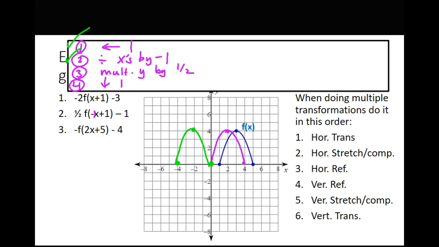Now we're going to multiply all of our y values by 1/2. What's this y value? The green is for the second step. What's this y value? What's this y value? So what's 1/2 multiplied by 4? 2.